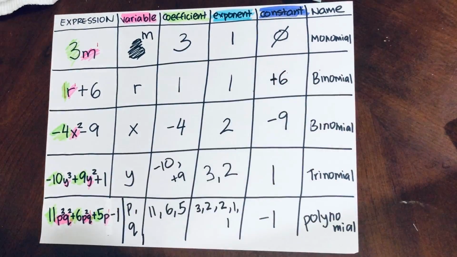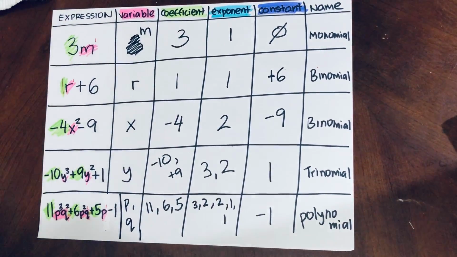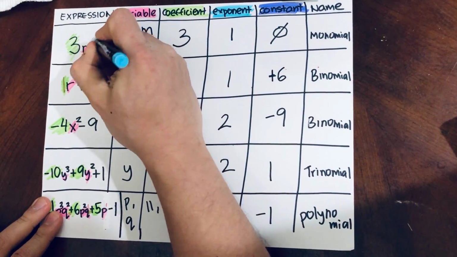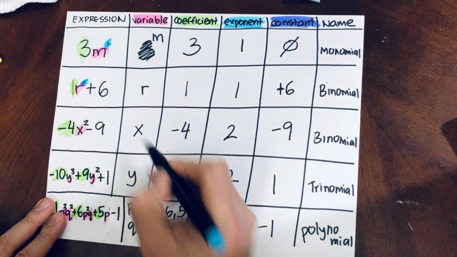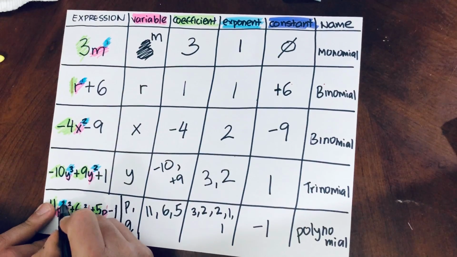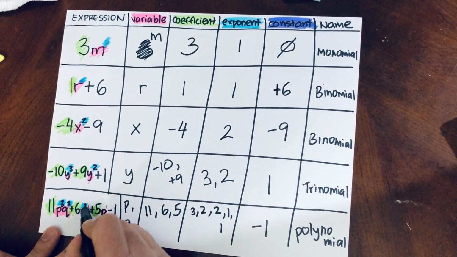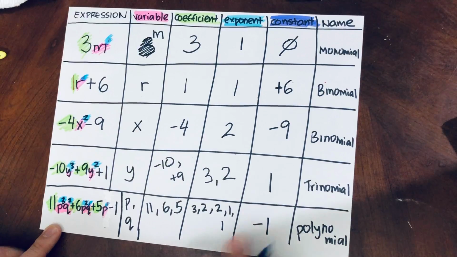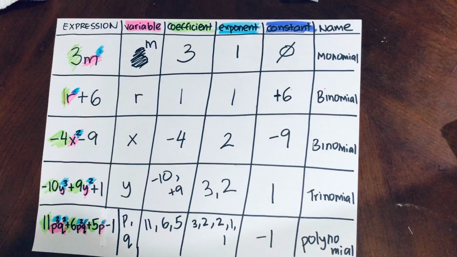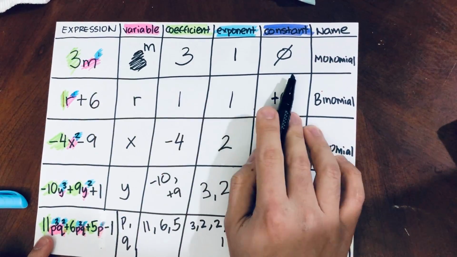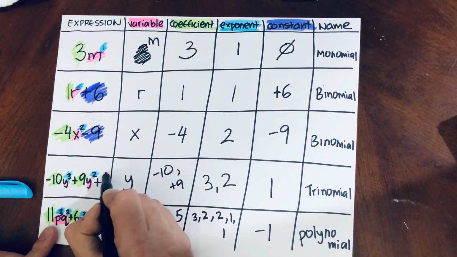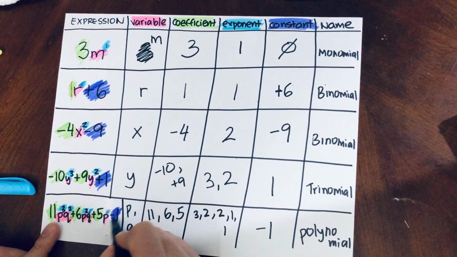My exponent is a number written small to the top right corner of a number. So in this case, my exponent is the number 1, is the number 1, is the number 2. My exponent is 3, 2, 3, 2, 2, 1, and 1. And it says over here, constant is a number on its own. So in this case, there is no constant here, so it's 0. It's +6, it's -9, it's +1, and it's -1.